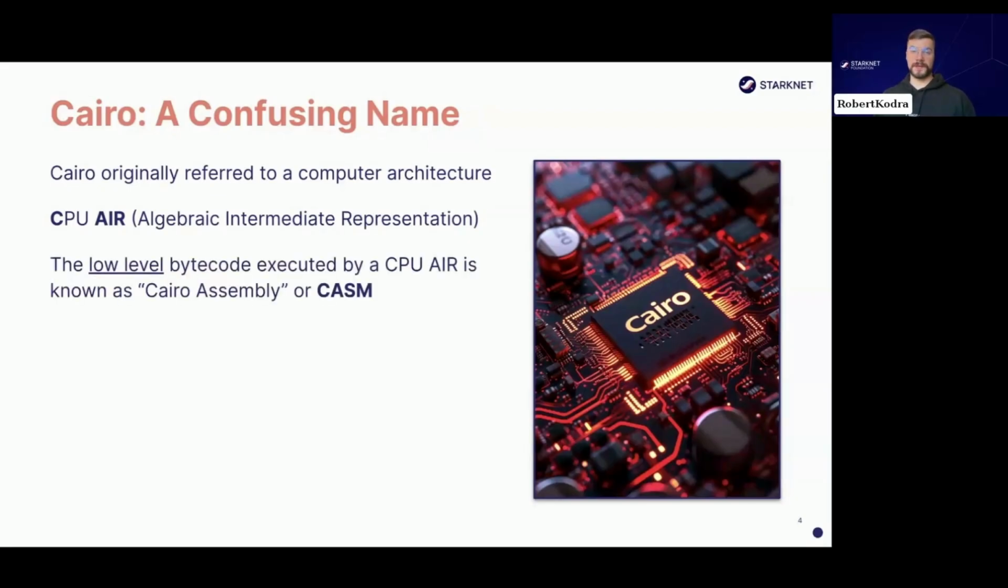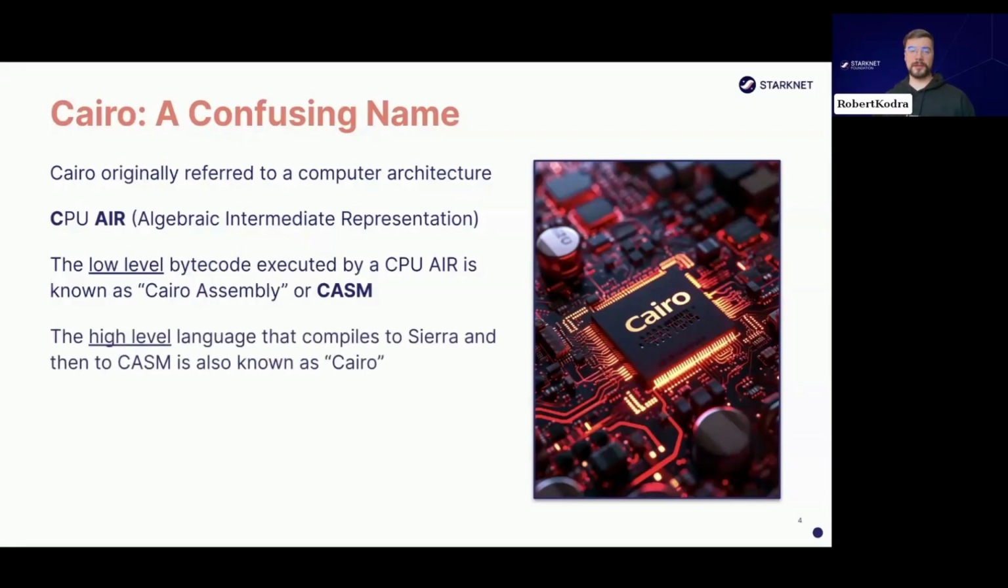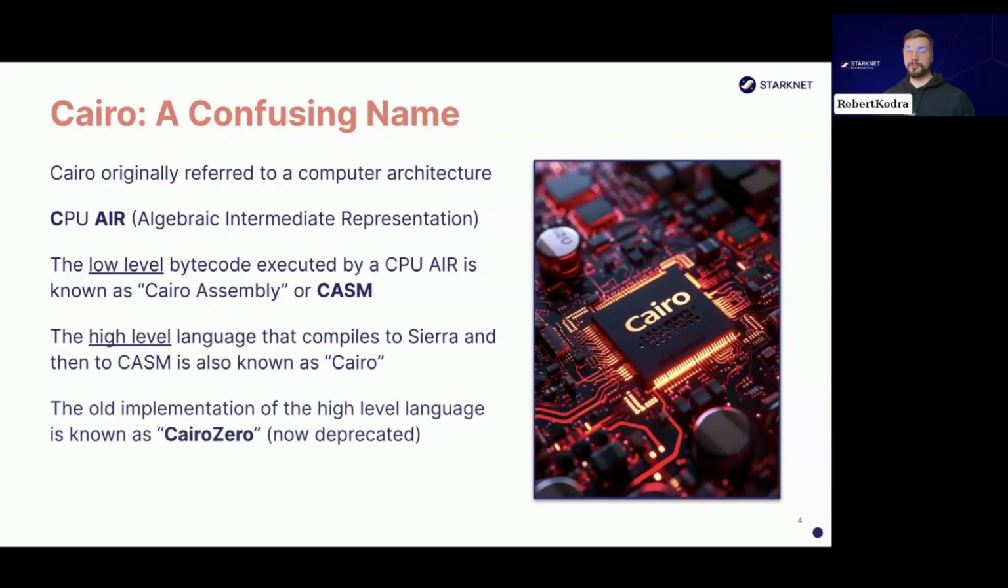The low-level bytecode executed by a CPU AIR is also known as Cairo assembly. This low-level bytecode, Cairo assembly or CASM, is the heart of the Cairo VM. And the high-level language that compiles down to Sierra and then to CASM is also known as Cairo. So until now, when we talked about Cairo, we specifically referred to the high-level language, but originally it referred to this new computer architecture, which is specialized for validity proofs. And the old implementation of this high-level language is now known as Cairo 0.